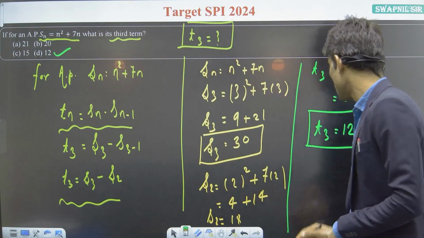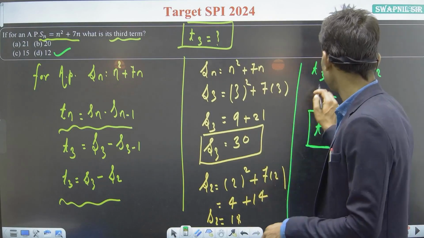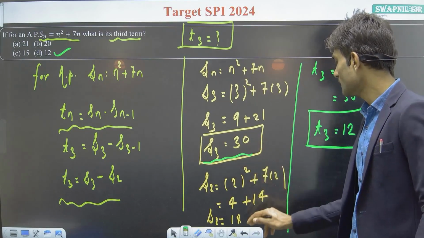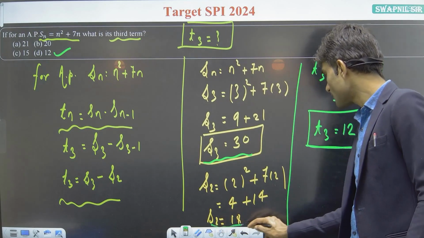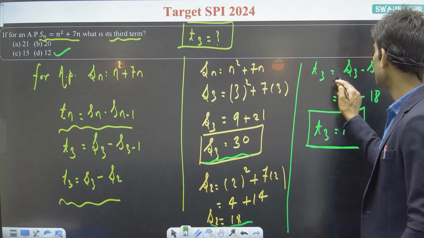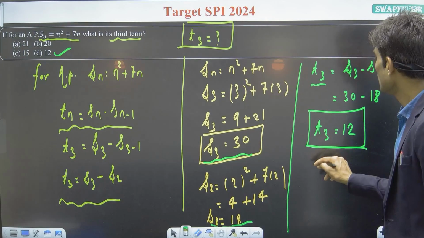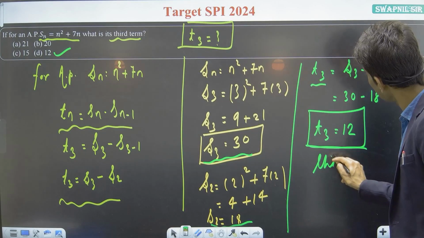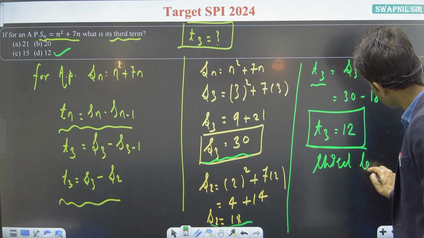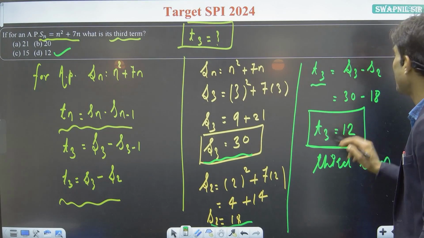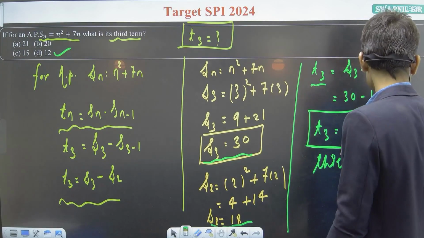Sum of 3 terms is 30, sum of 2 terms is 18 here, and their difference S3 minus S2 can be written as T3. That means we have the third term T3, which is equal to 12 here. Okay, let's move to the next example.